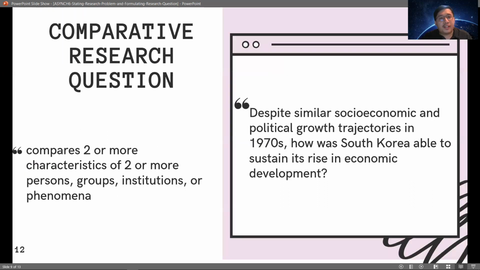So next, we have here the comparative research question, from the root word compare. Once you construct this question, you are comparing two or more characteristics of two or more persons, groups, institutions, or phenomena. So in other words, when you construct these kinds of questions, you're looking for a comparison between the variables in your study. Take a look on the right, you have there a sample comparative research question.